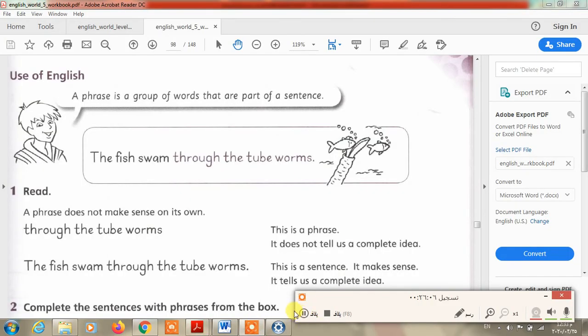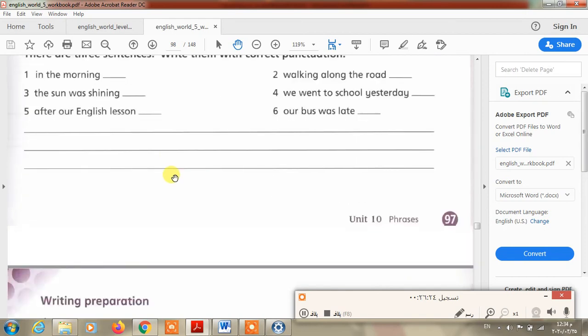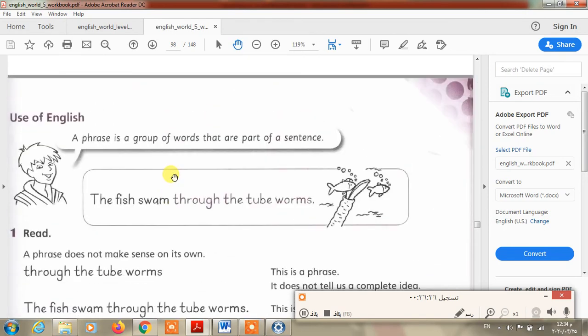Your homework is on your workbook, page 94, 95, and 96. But open your workbook. There is an important lesson, page 97. We will talk about that a phrase is a group of words that are part of a sentence.